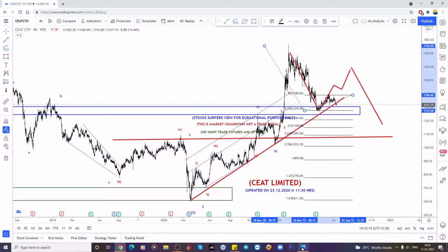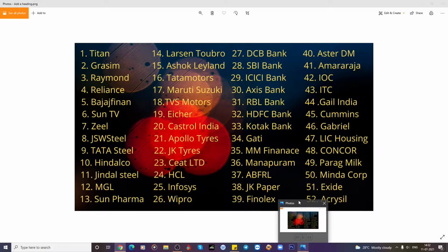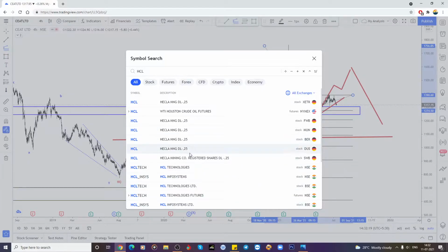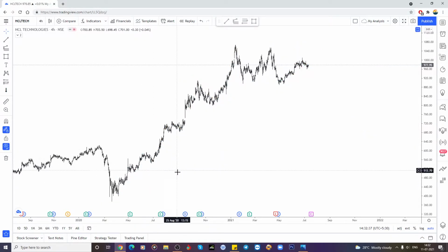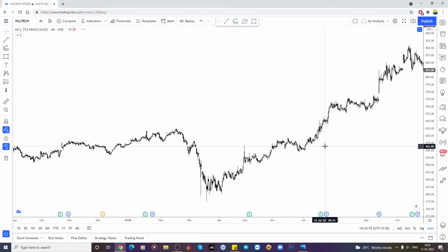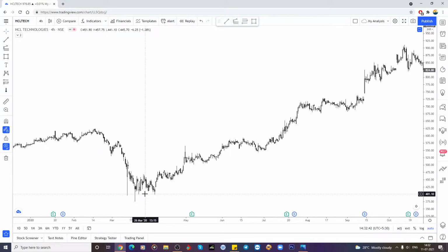So next is CERT, and we will move on to HCL. So HCL Technologies also, here the same confusion, whether 1, 2, 3, 4, 5. So whether this wave 1 is completed here, I took it here as a wave 1. ABC is a 1, 2, so ABC is a 3, ABC is a 4, so ABC is a 5. So I took this as a leading diagonal.